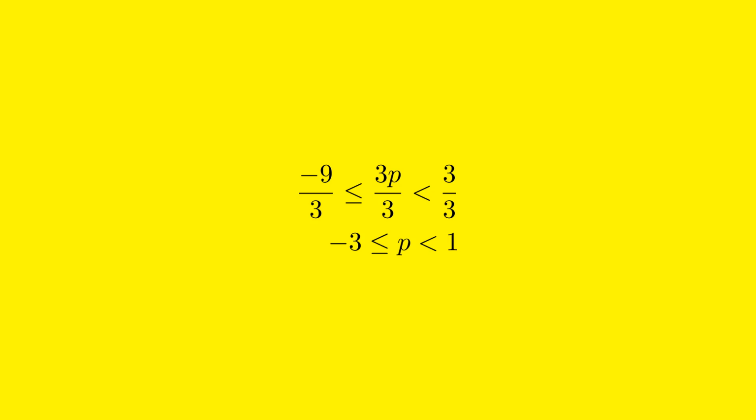In inequality notation, we write this as -3 less than or equal to p, which is less than 1. In interval notation, this is written as left square bracket, -3, 1, right parenthesis. Step 2 is the final step and completes the problem by isolating the variable p and providing the solution in both inequality and interval notation forms.